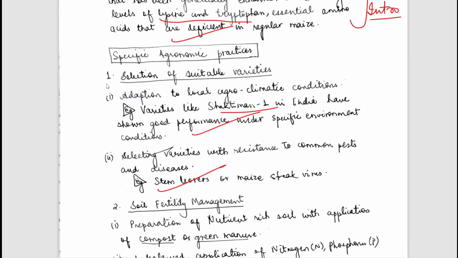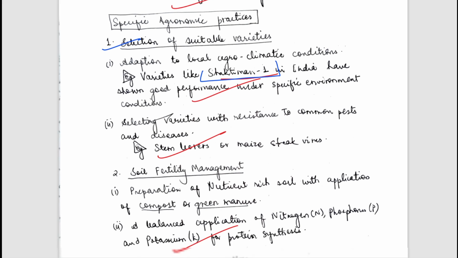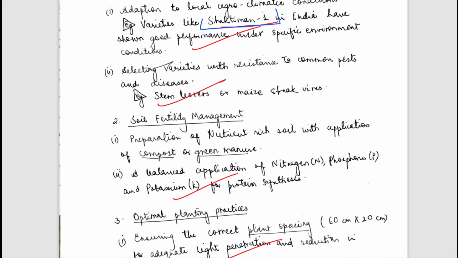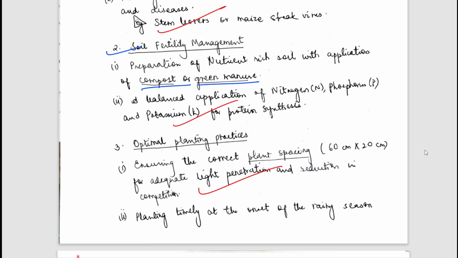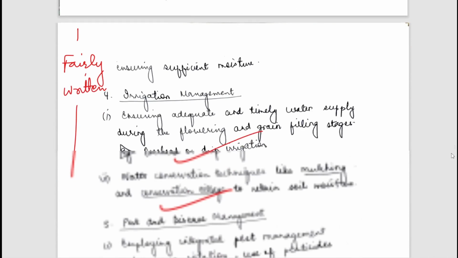First of all, we will select suitable varieties, for example Shaktiman 1 is a suitable variety. We will do soil fertility management. We will use compost and green manure, and a balanced application of all the fertilizers. Optimum planting practices with proper plant spacing should be taken care of.